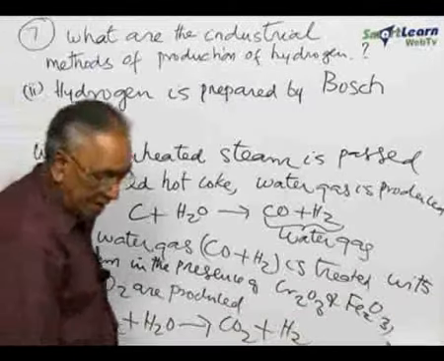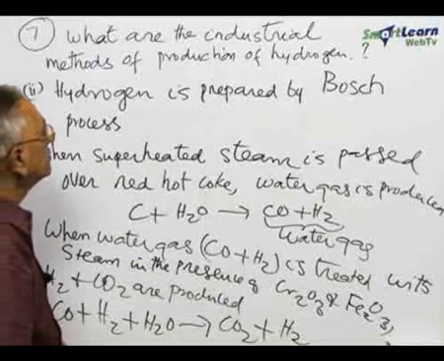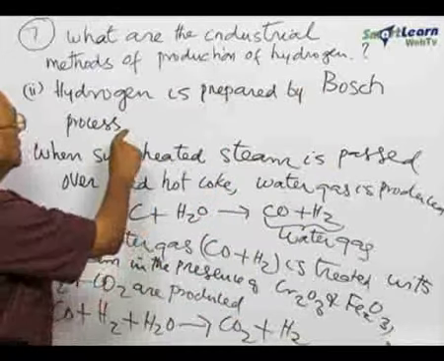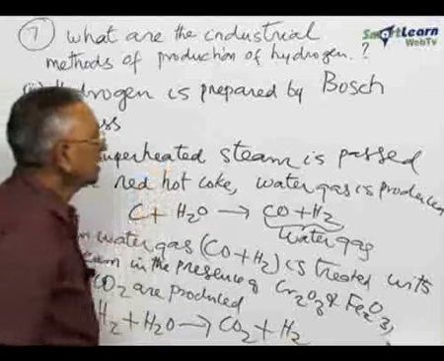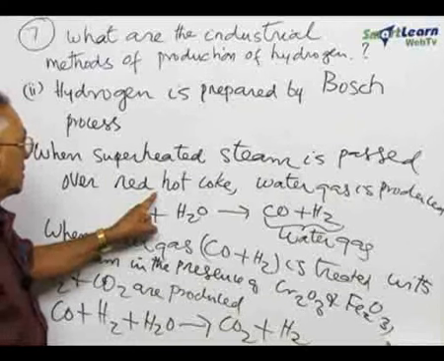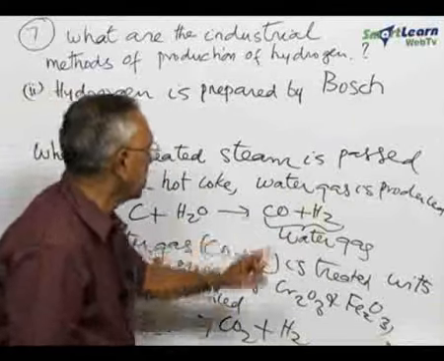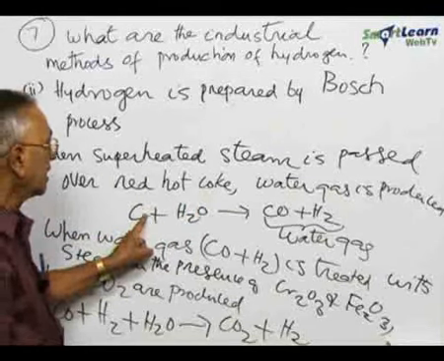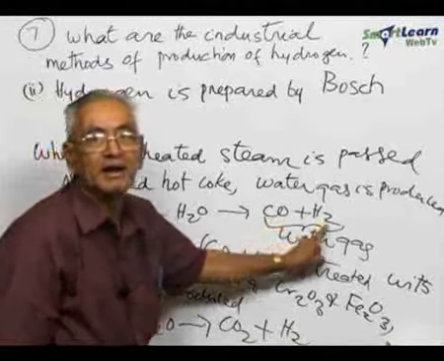Another very important industrial method of preparation of hydrogen is a process known as the Bosch process, also known as the water gas reaction. When superheated steam is passed over red hot coke, under very hot conditions, water is decomposed to give carbon monoxide and hydrogen. This is superheated steam and red hot coke leading to a mixture of gases, carbon monoxide and hydrogen.